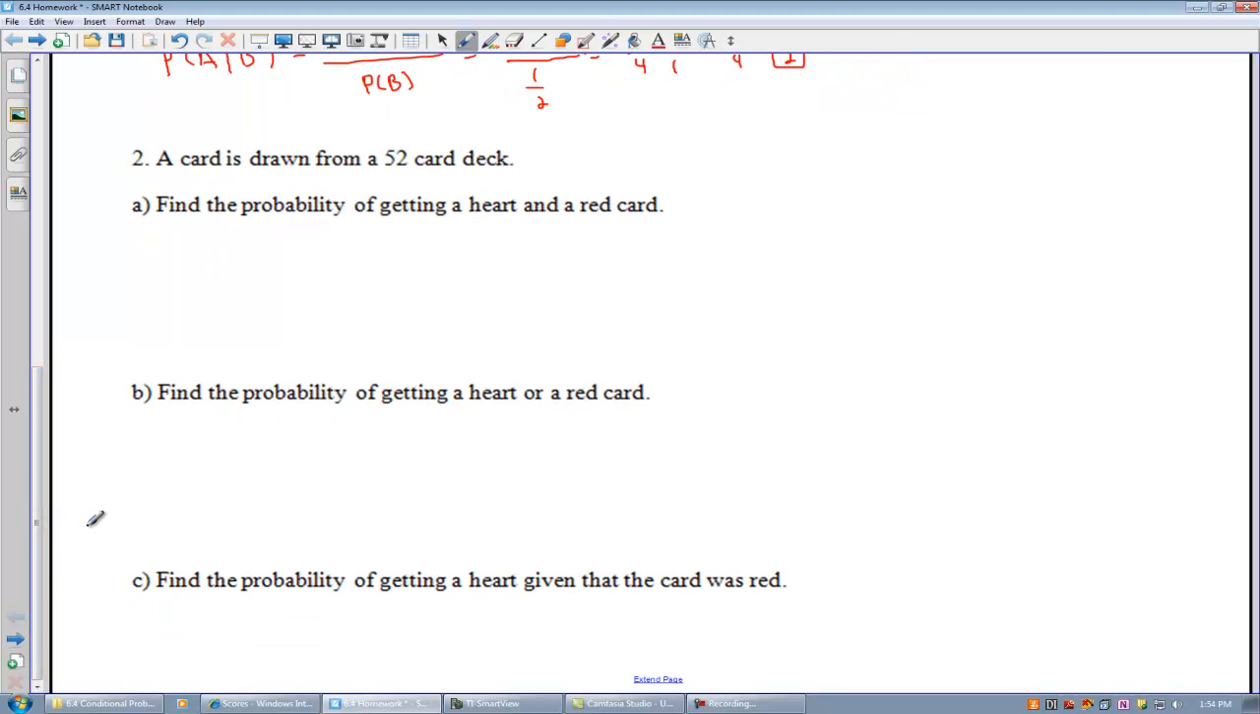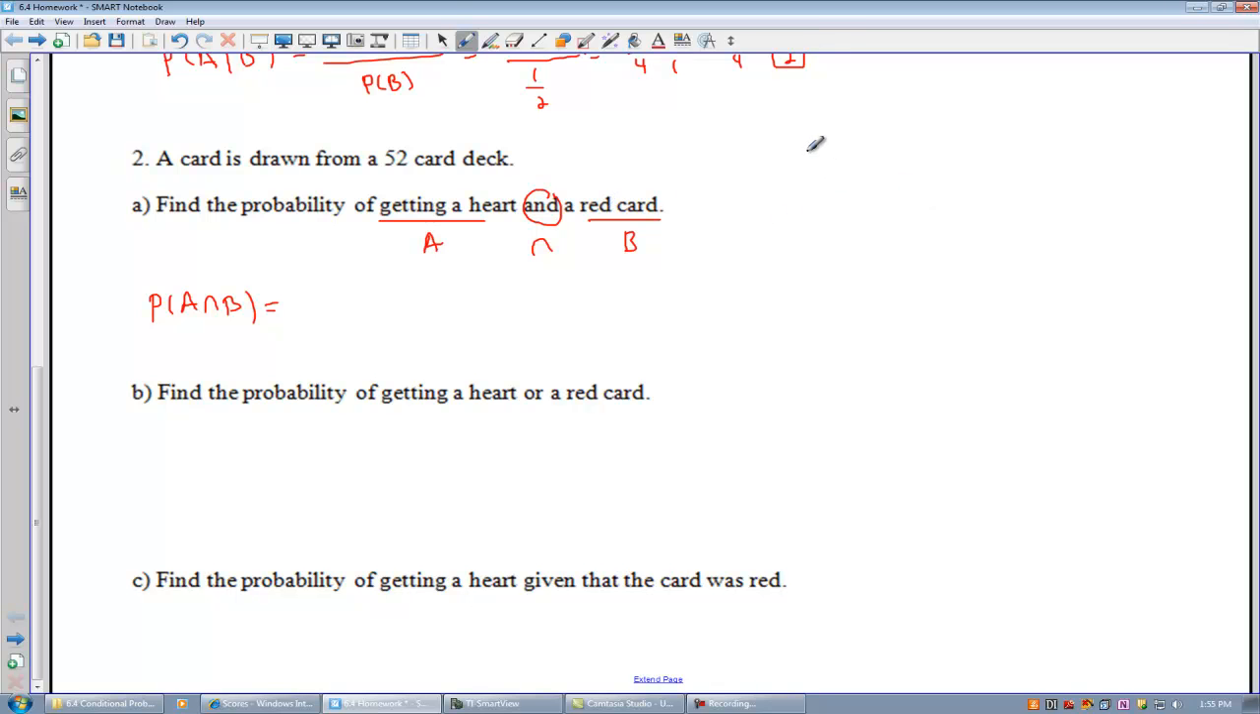All right, so now we have a card is drawn from a 52-card deck. Find the probability of getting a heart, that's A, and, which means intersect, a red card, B. Right, so find the probability of A intersect B. Now for this one, I'm not sure if these are independent or dependent events. It's not as obvious. It's not like tossing a coin or throwing a die. So what I'm going to do is think about this a little bit. So getting a heart and getting a red card.